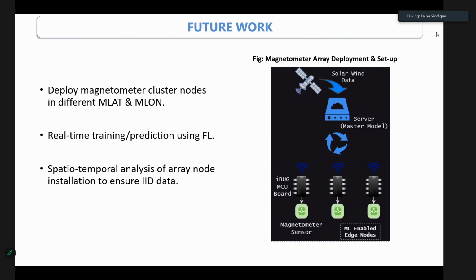And given the federated learning architecture and the different magnetic latitudes and longitudes, we will also carry out a spatiotemporal analysis of whether these local data sets are IID, independent and identically distributed, or not. And if not, then what are the steps we can take?